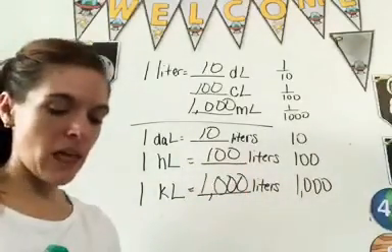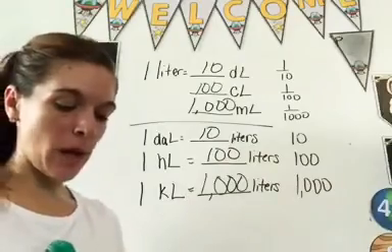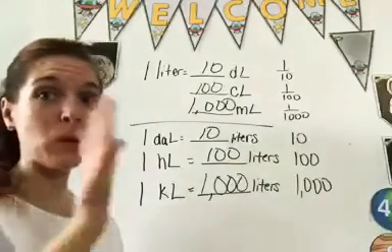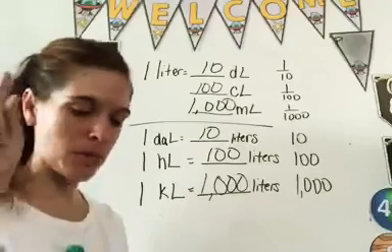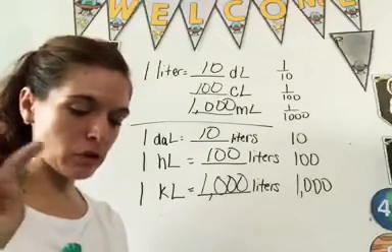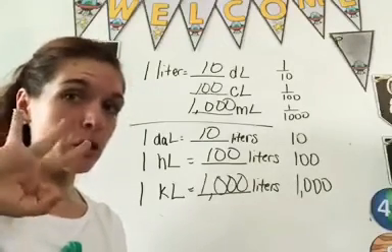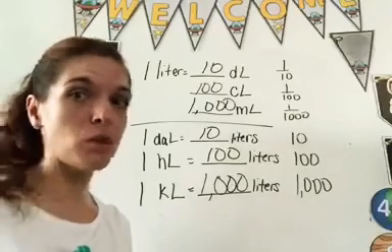1,000, okay? That is going to help you. Stop your video right there with this information, because it's going to help you with number 1. It's going to help you with number 2. So let's look at number 3 together. Stop your video and do number 1 and number 2.